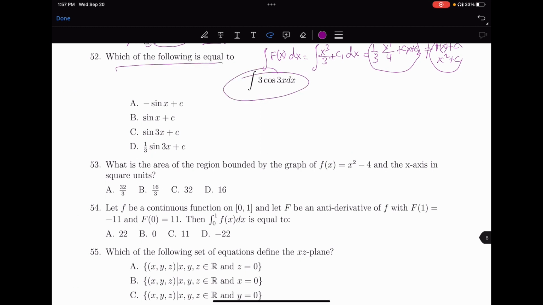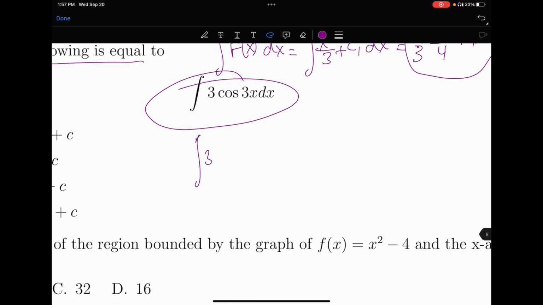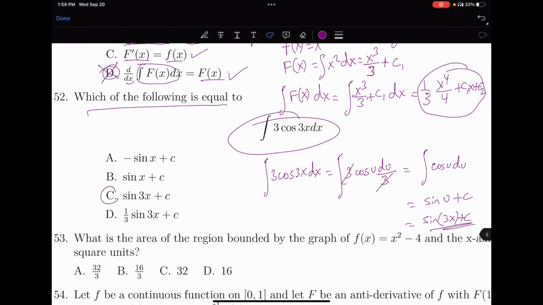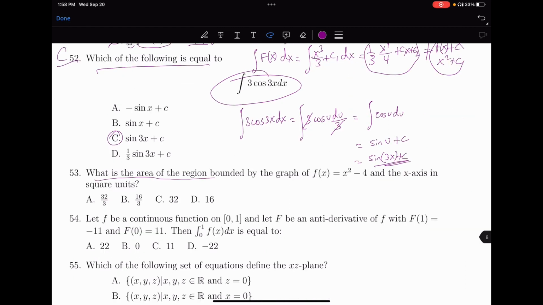Okay, so 52. What does it say? Which of the following is equal to this integral? This is simple. We can use the integral of 3 times cosine of 3x dx with substitution. This is the integral of 3 times cosine of u du over the derivative of u, that is 3. This equals 3 times the integral of cos u du, the 3 over 3 cancels. So this will be sine of u plus some constant c, where u is 3x. So the answer is sine of 3x plus c. The answer is c.